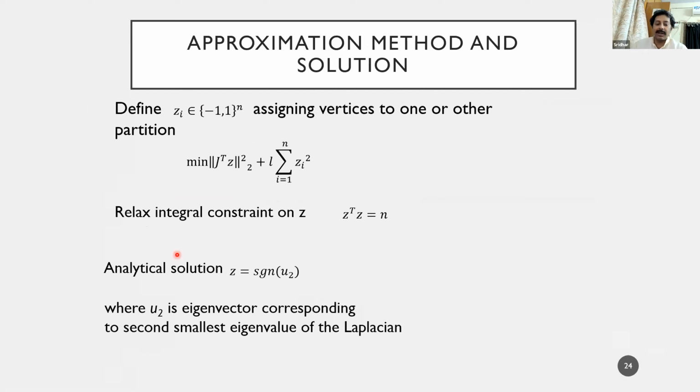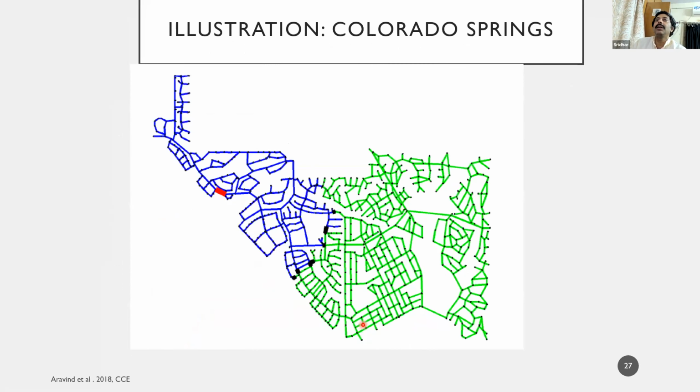This is where the connection between network science and graph partitioning comes in, where you find the eigenvector corresponding to the Laplacian of the graph, and then the Fiedler eigenvector, that is, the eigenvector corresponding to the second smallest eigenvalue of the Laplacian. Then whichever is positive, assign it to one partition, whichever is negative, assign it to another partition. This is an approximate solution, and with some experiments, we've shown that the answers are good enough.